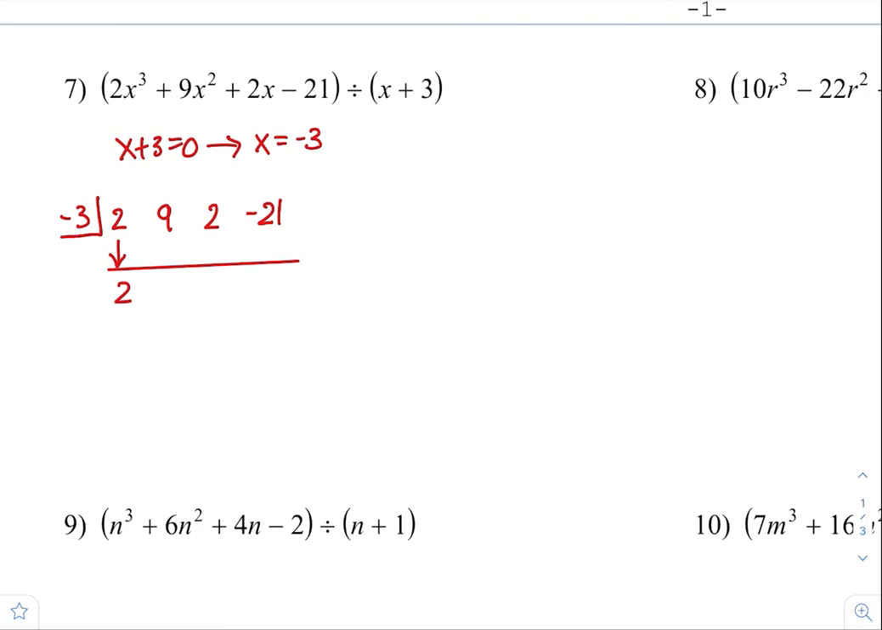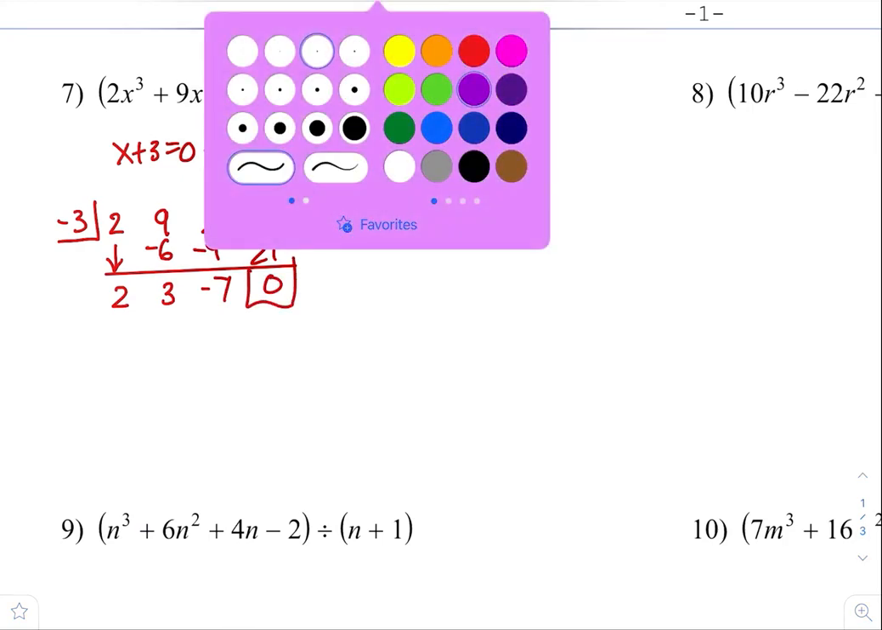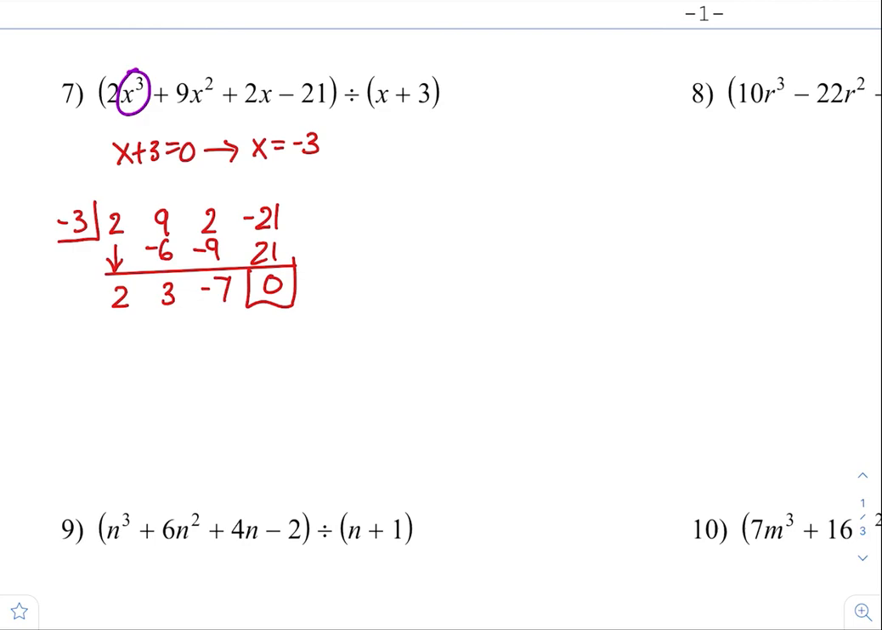Now we multiply. 2 times negative 3, negative 6. We add. 9 plus negative 6 is 3. Now we multiply. 3 times negative 3, negative 9. We add. 2 plus negative 9 is negative 7. Negative 7 times negative 3 is 21. Remainder of 0. Now for our coefficients, 1 less than the highest one in the numerator, right? So x to the second, and then x to the first, and then x to the 0. Final answer, 2x squared plus 3x minus 7.